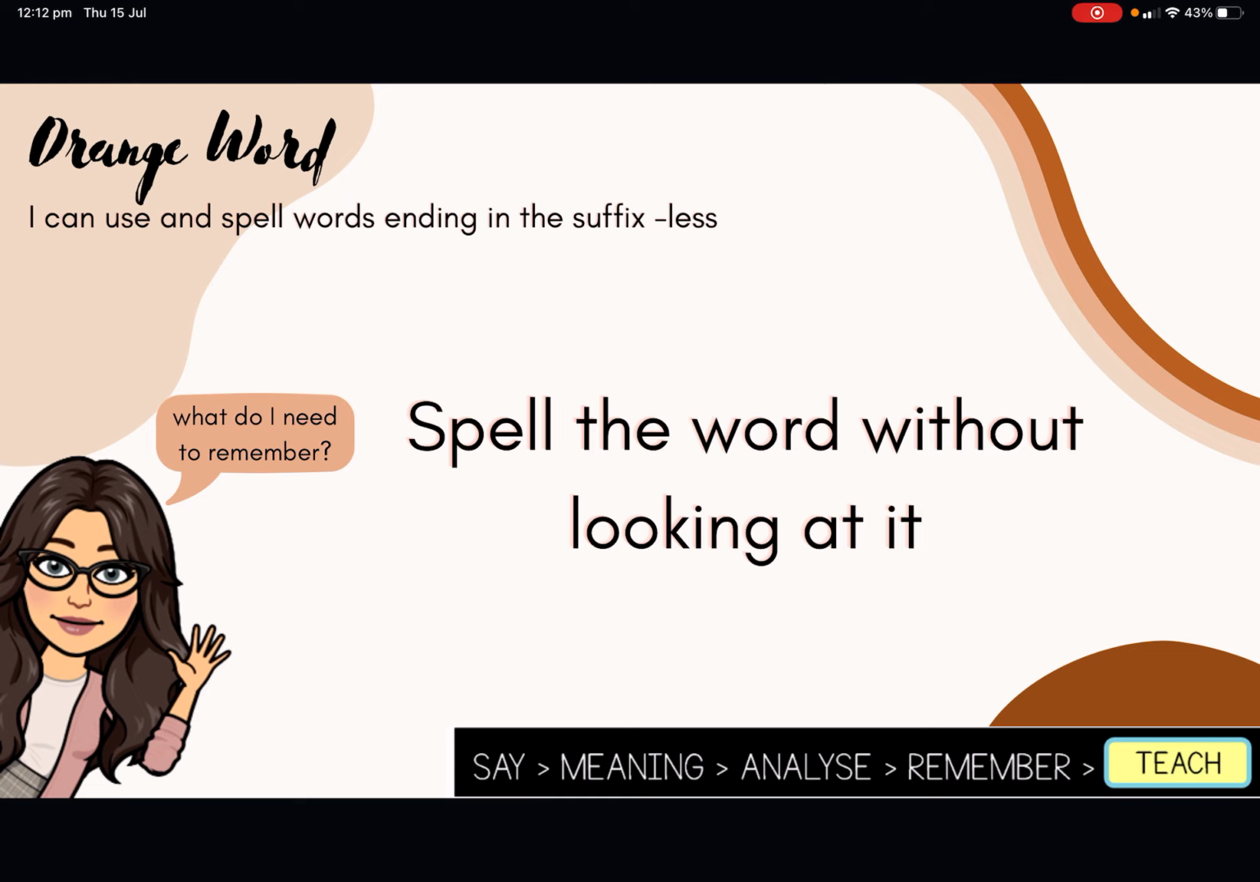Okay, have a turn at spelling the word without looking at it. The word is clueless. Again, you can either do it in the air, on a piece of paper, in a workbook, on a whiteboard, on your computer even if that's how you're working. And if there is no one there to double check your spelling, you can always double check yourself at the end when the words are displayed. Clueless.